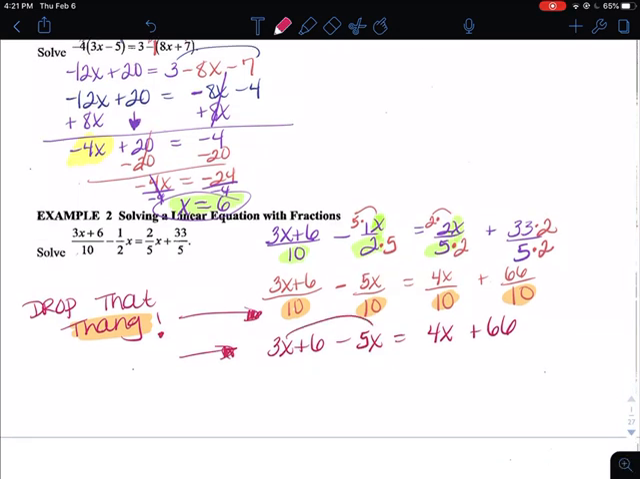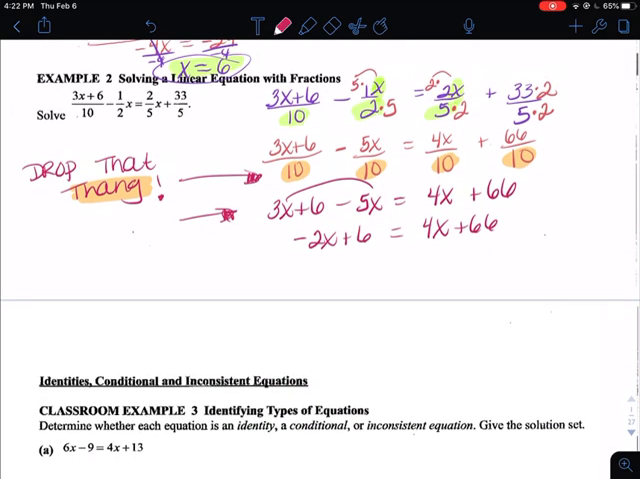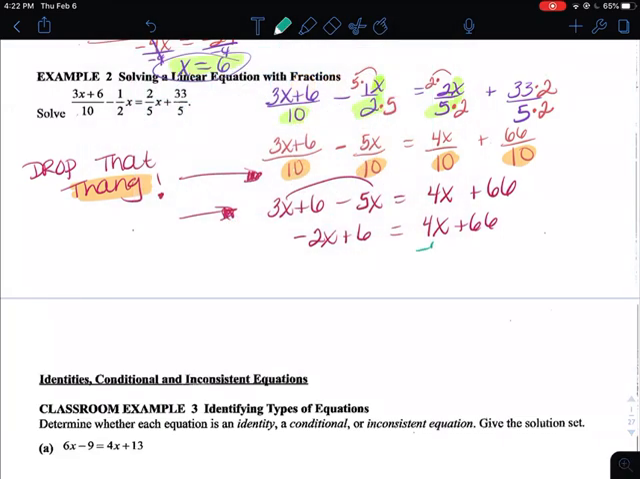So here I'm going to combine like terms. 3x minus 5x is a negative 2x. Then I have that plus 6 behind it equals 4x plus 66. At this point, again, I'm trying to get x by itself. So I'm going to subtract 4x from both sides. Negative 2x minus 4x is negative 6x. Bring down the plus 6. The 4x cancels out, and I have a 66 here.